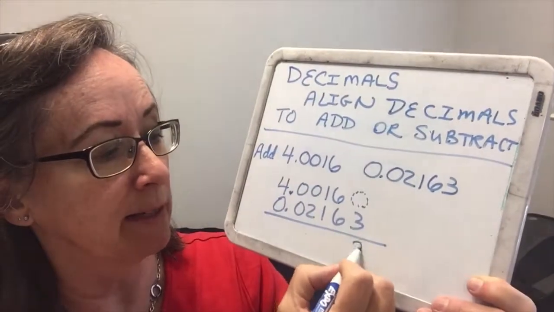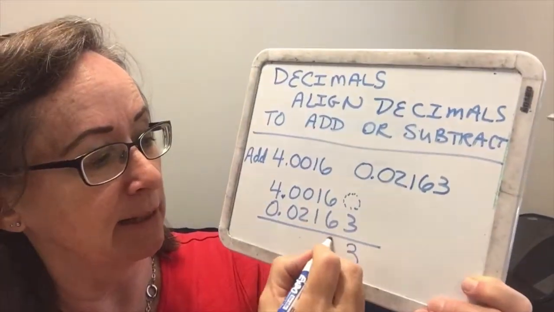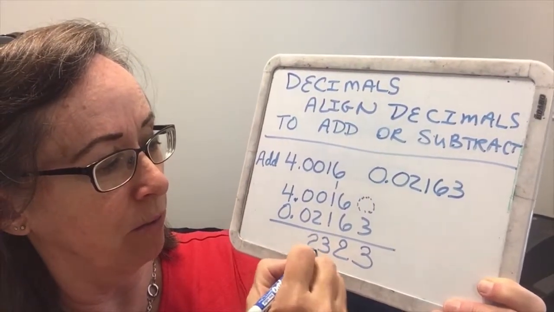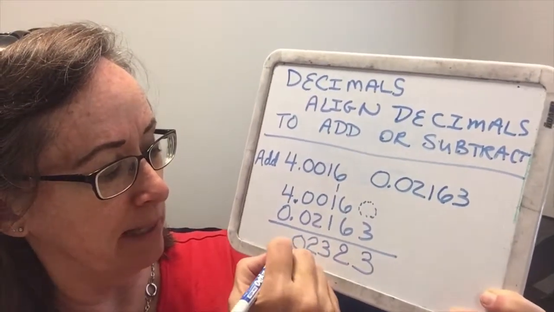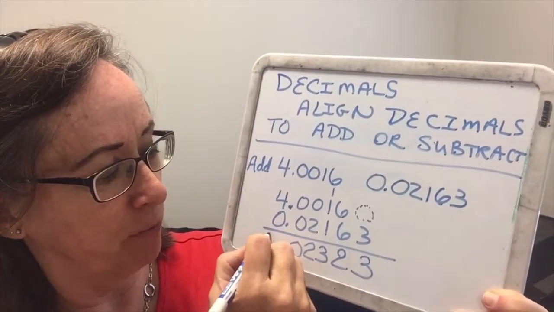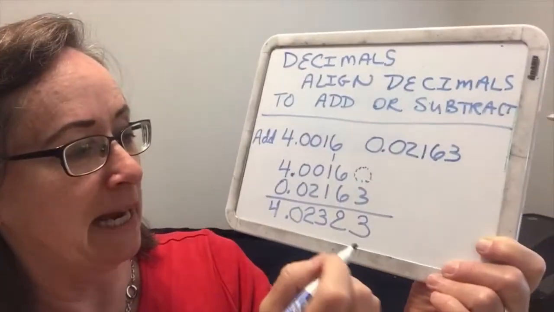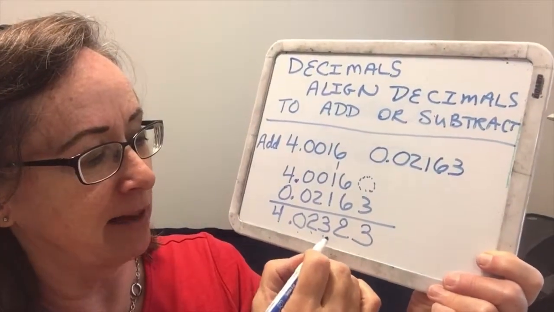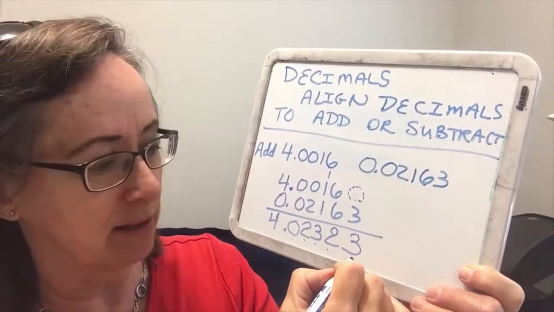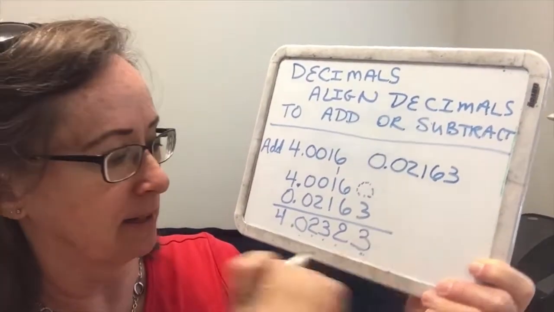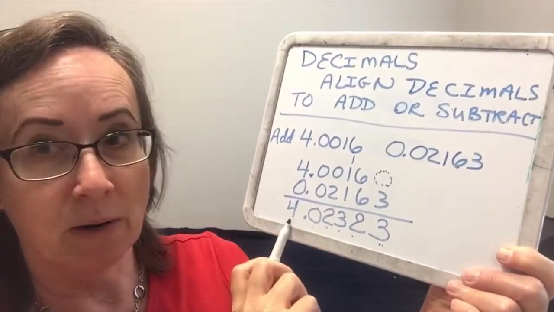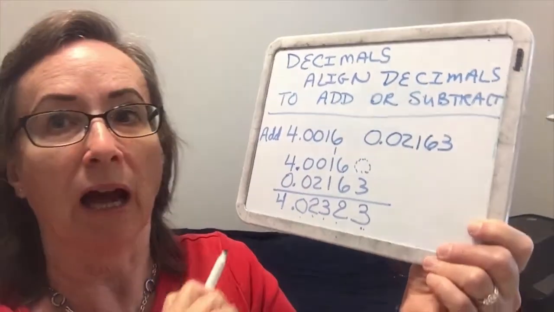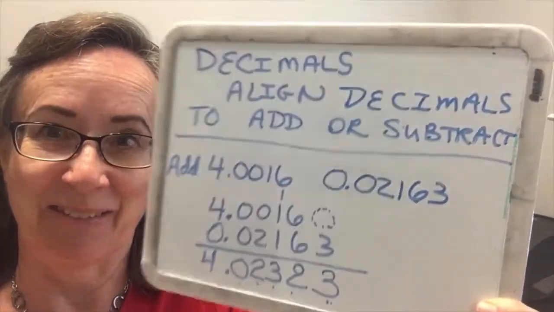So 0 plus 3 is 3, 6 plus 6 is 12, carry your 1, 3, 2, 0, here's my decimal, and 4. So let's name our places so we can read this number correctly. Tenths, hundredths, thousandths, ten thousandths, hundred thousandths. So this is the hundred thousandths place. So remember that. 4 and 2,323 hundred thousandths. And that would be your answer.